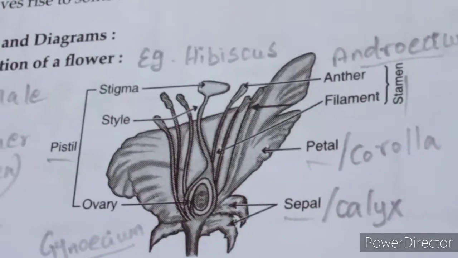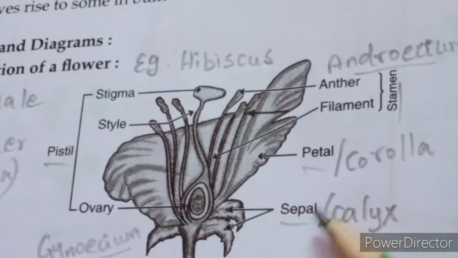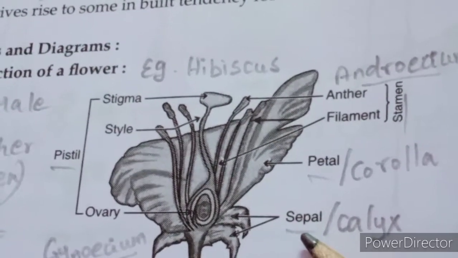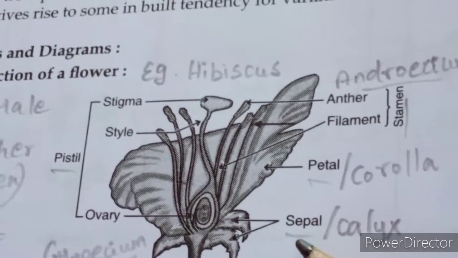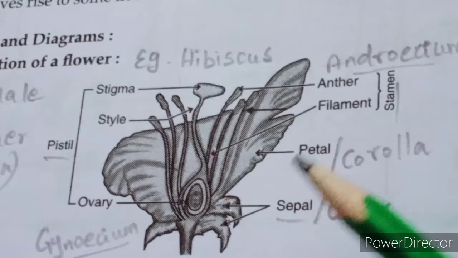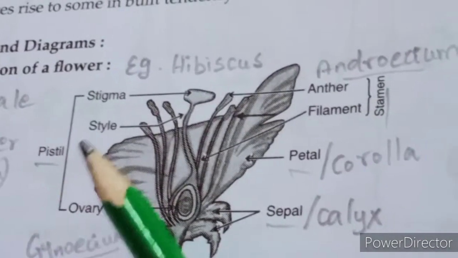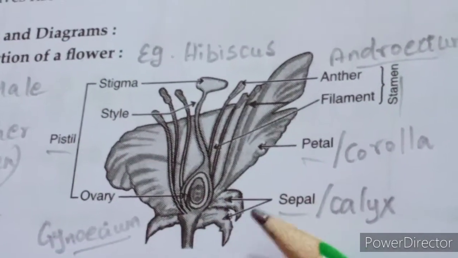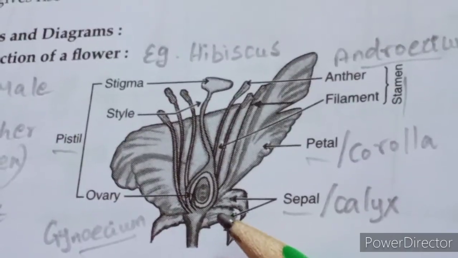Coming to the first whorl, or first part of a flower, called sepals, which is the green portion of a flower. The functions of sepals are: it supports and protects the flower in the bud stage, it protects the internal organs such as petals, stamen and pistil from the external environment, and also it protects the fruit in the young condition in some plants.